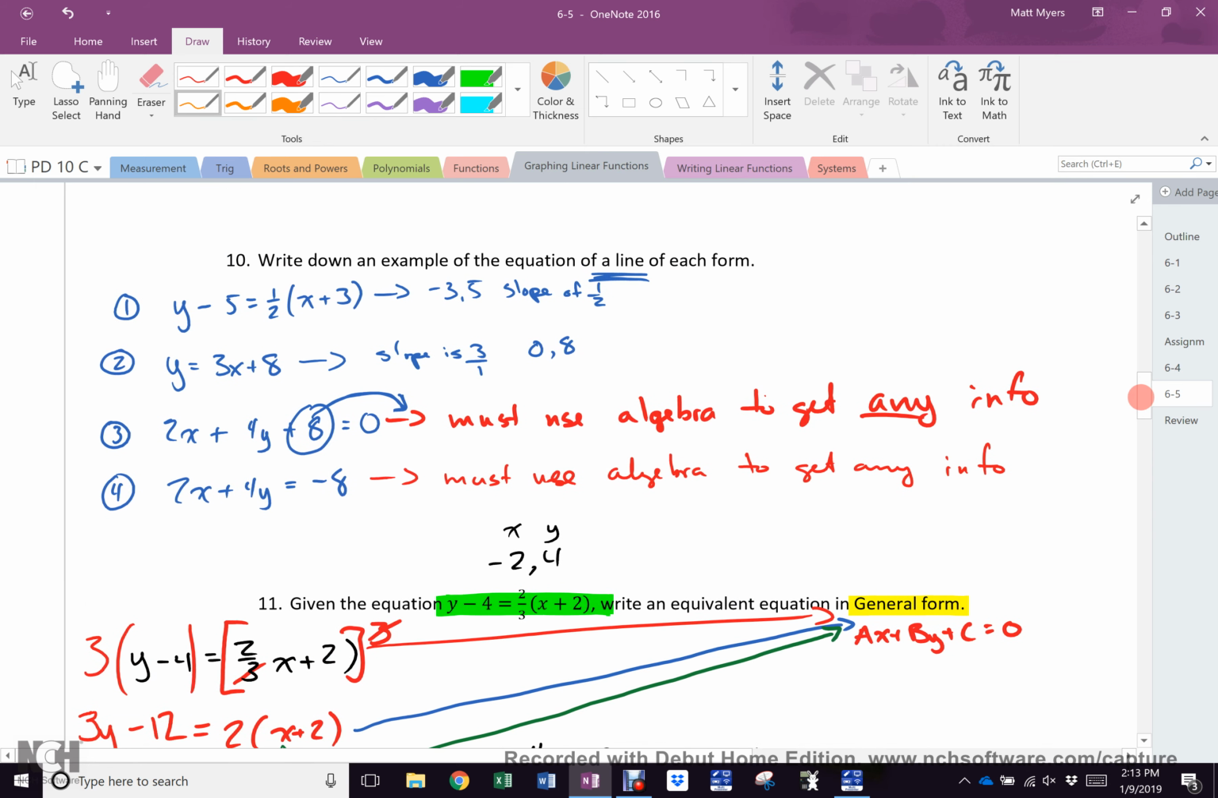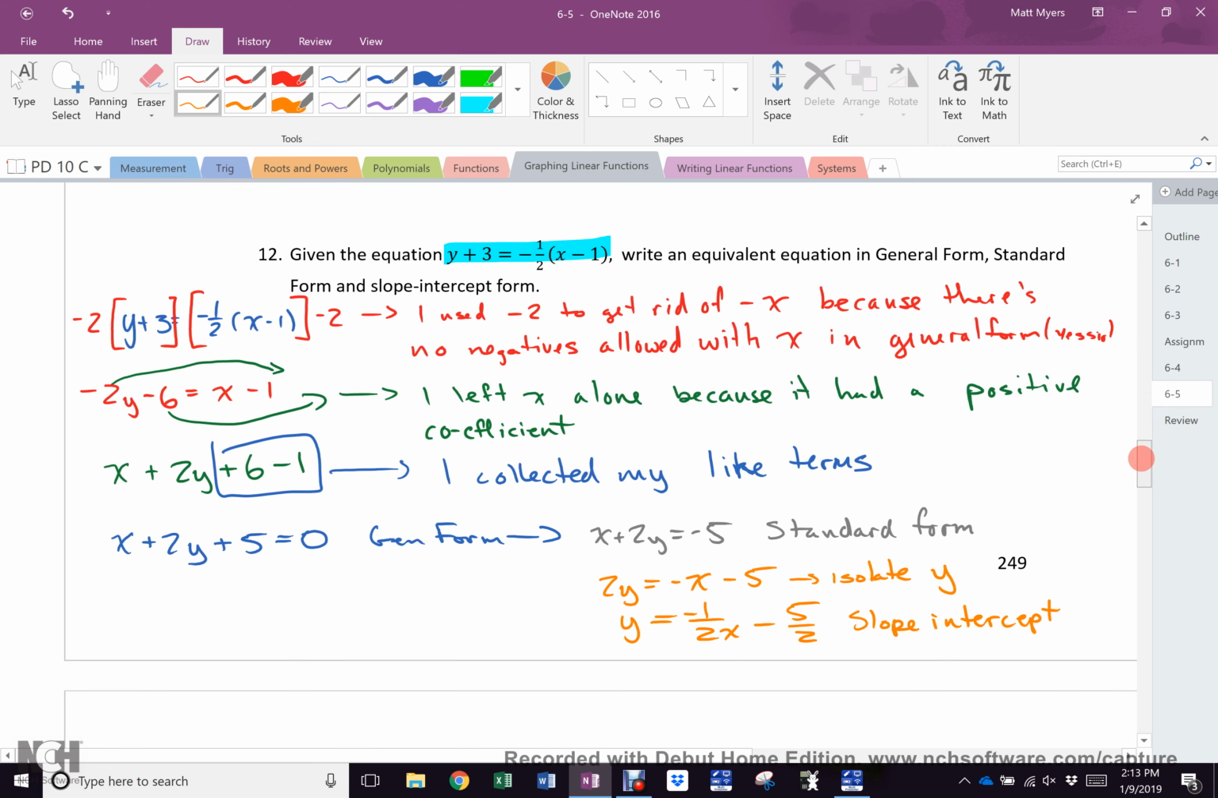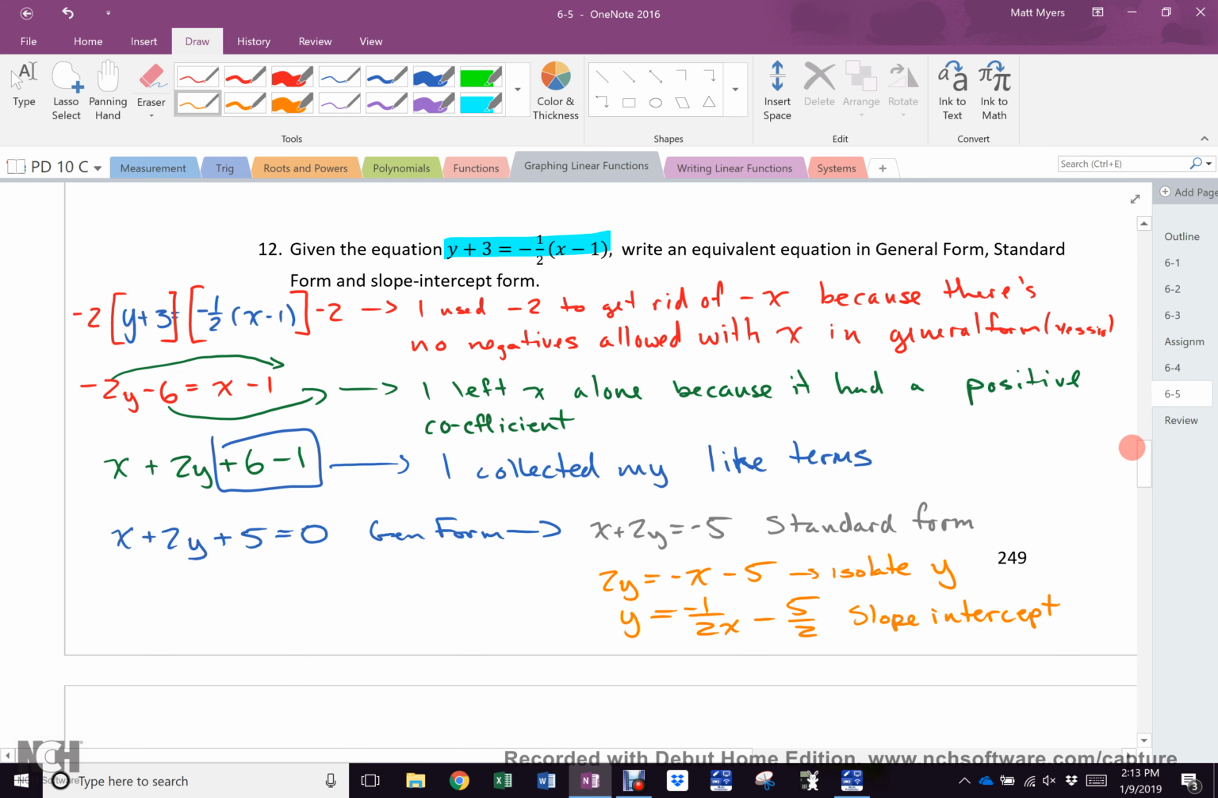Remember, general must use algebra. Which of these four could I graph right away perfectly? Slope-intercept had that fraction. That makes it a pain. You could, but it wouldn't be exact, right? Unless you changed your scale. This one you can graph right away.